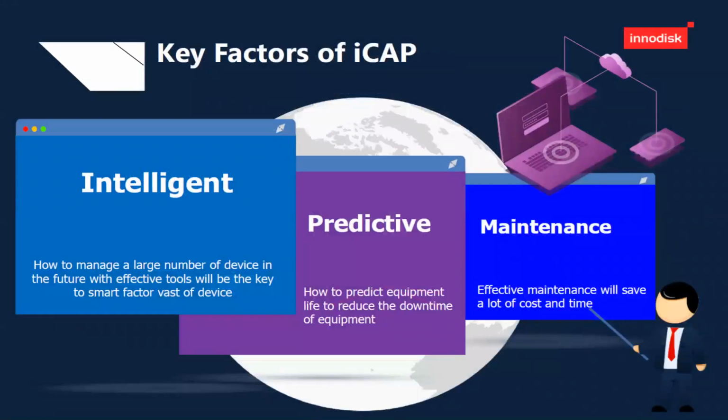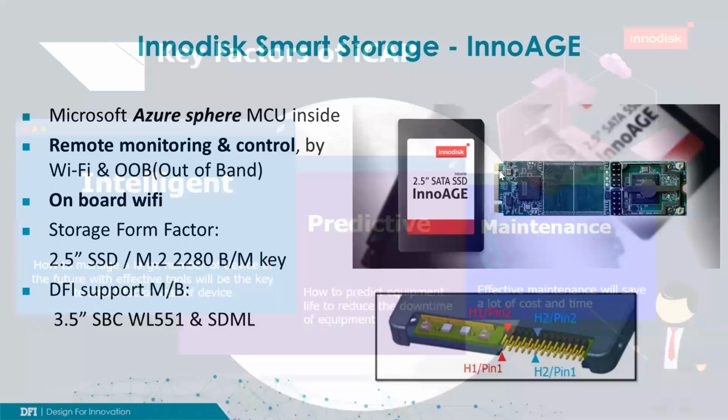Key factors of iCAP. First, intelligent. How to manage a large number of devices in the future with effective tools will be the key to smart factory. Second, predictive. How to predict equipment life to reduce the downtime of equipment. Third, maintenance. Effective maintenance will save a lot of cost and time.